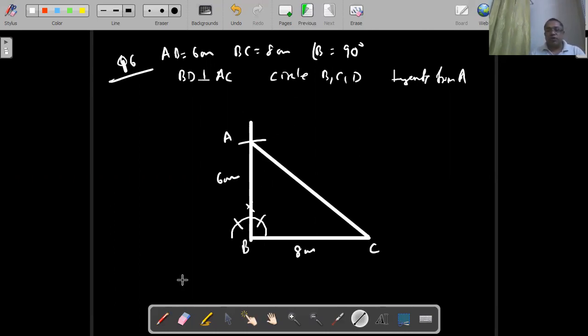Now comes an important part, that how do we draw BD perpendicular to AC. To draw BD perpendicular to AC, I'm going to keep the compass here and select a suitable radius such that it cuts AC at 2 points. If you take a small radius, then it will not cut AC at all. If you take a big radius, then also it will not cut AC. So select a suitable radius.